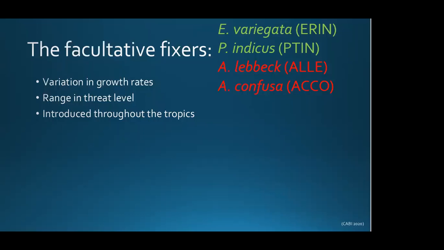Erythrina variegata is not considered a threat outside its native range. Pterocarpus indicus is not known to threaten intact native plant communities, but is invasive in disturbed environments. Albizia lebbeck is highly invasive throughout the tropics, and Acacia confusa has not been studied enough to conclude how invasive it is, but it is considered invasive here in Hawaii.